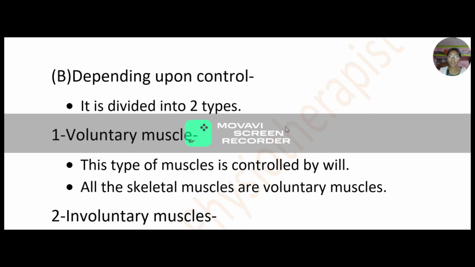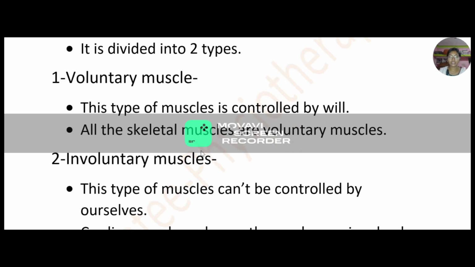The next factor is depending upon the control, meaning the human may be able to control the action of the muscle or may not be able to control the action of the muscles. So depending upon the second factor, that is control, it is divided into two types: voluntary muscles and involuntary muscles.